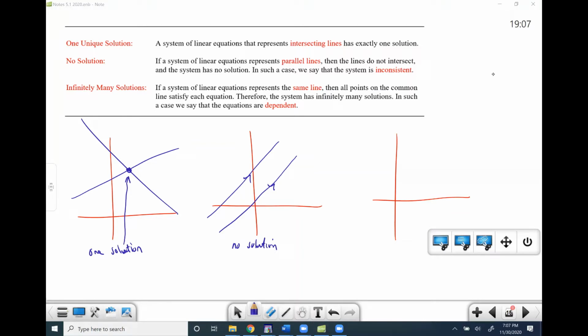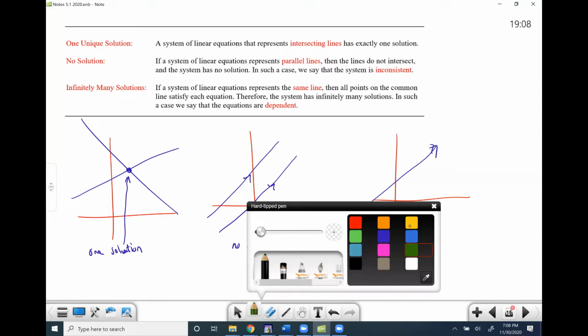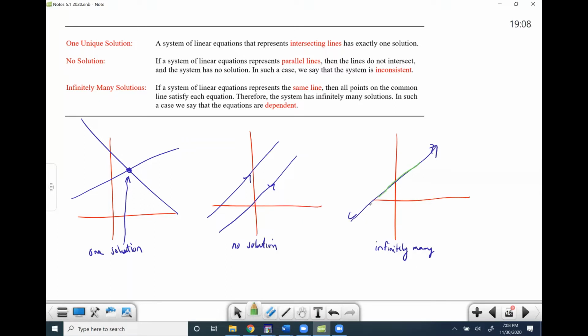And finally, we have one more case of infinitely many solutions. So where they touch is a solution. So apparently these things touch infinitely many times. So imagine a line on top of another line. So where they touch is infinitely many points here, right?